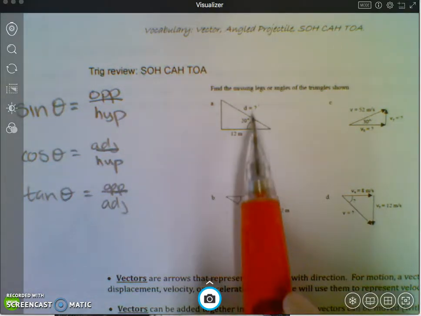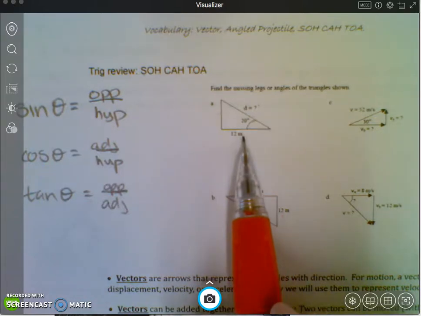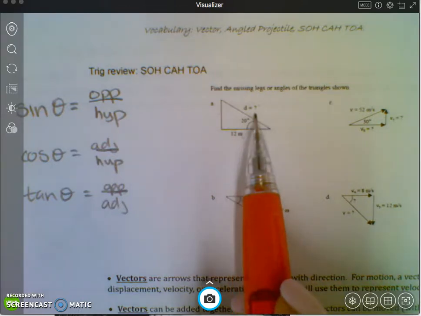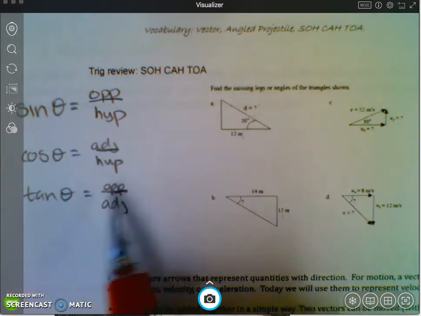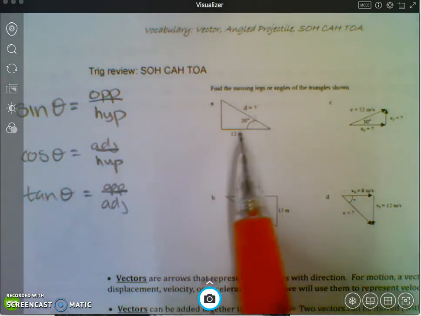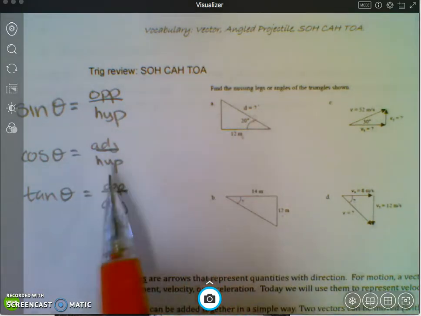When we solve these, here we're looking for this side. We have the angle and we have the adjacent side. So you want to figure out: I have the adjacent side, and I'm looking for the hypotenuse. So you want the trig function that uses the adjacent and the hypotenuse. That one would be cosine.